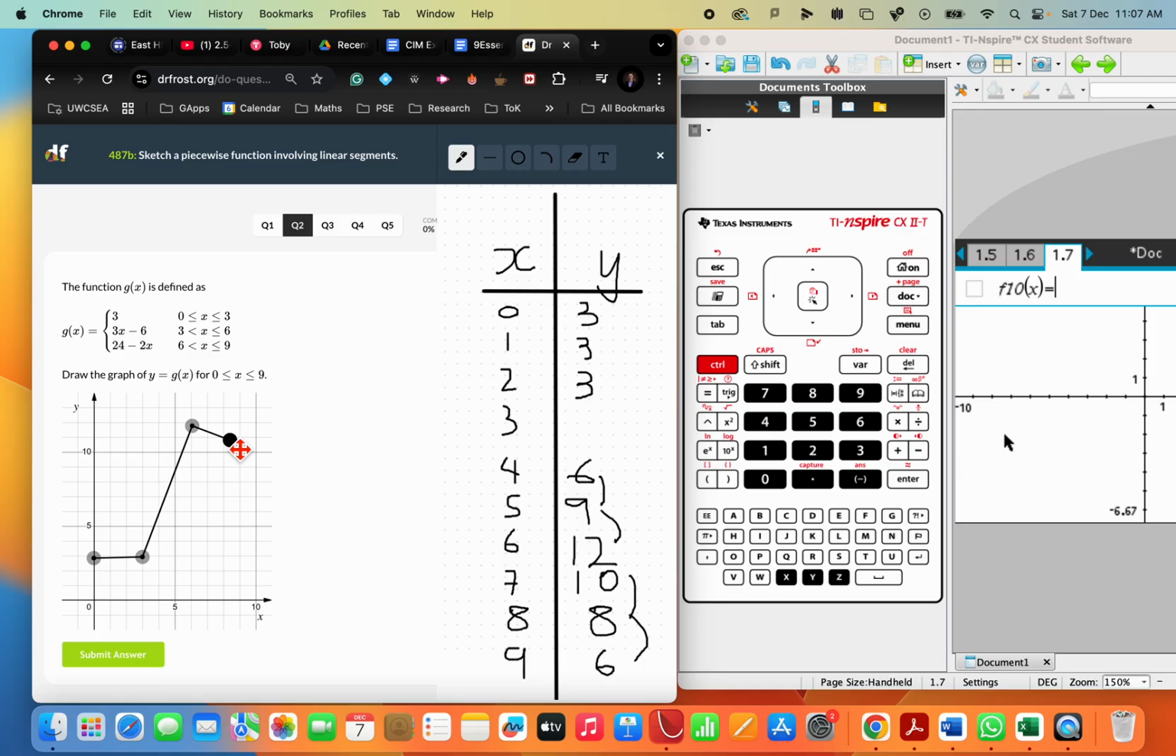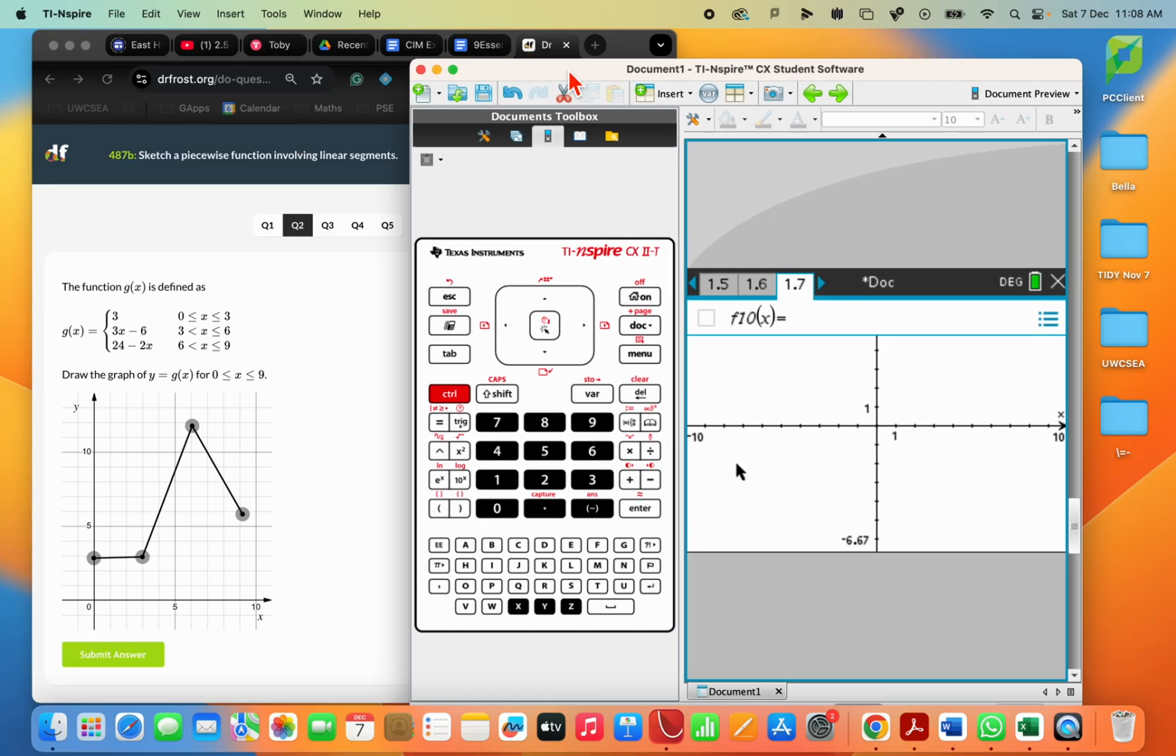So let's go and grab this last spot. The last point on the domain is 9 for the x and 6 for the y. So 9 for the x and 6 for the y is here. Check some of the points. 8 with 8, 8 with 8, that checks. And 7 with 10, 5, 6, 7 with 10. And there we have our piecewise linear function.